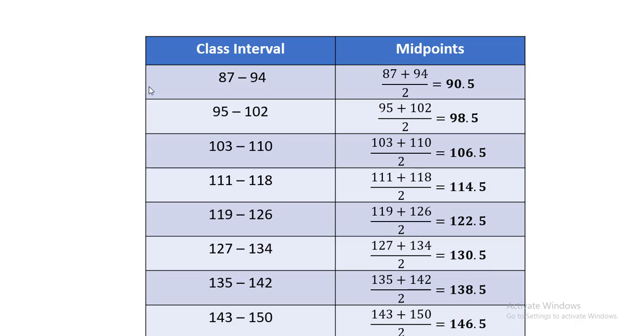And this is how the complete table looks, where for each class the midpoint is calculated. You just need to add the numbers given in these two limits, and then divide by 2 in order to get the midpoint of the class.